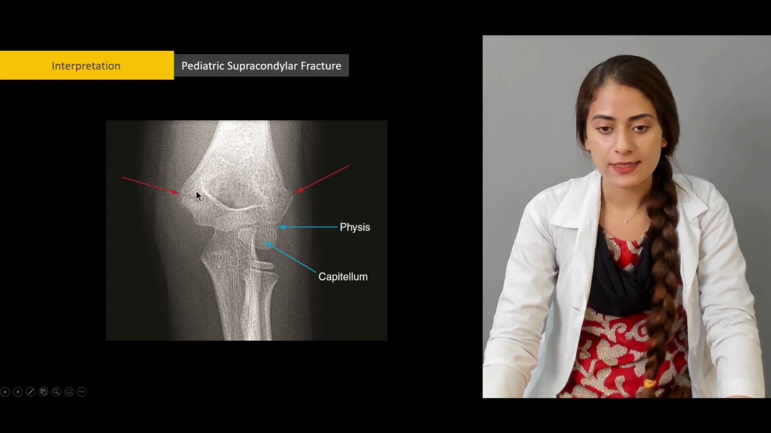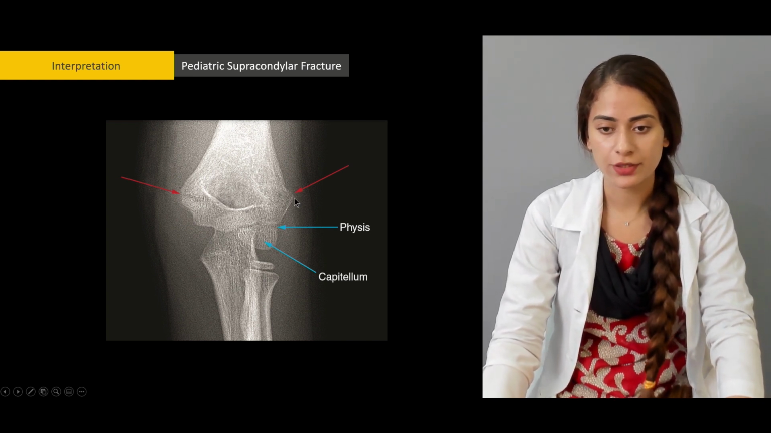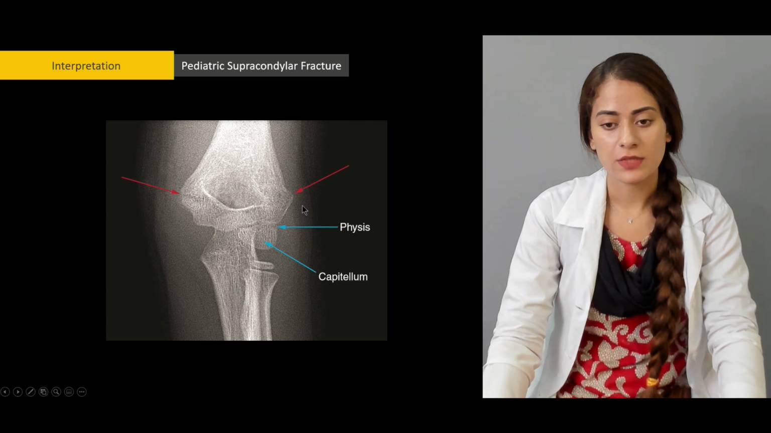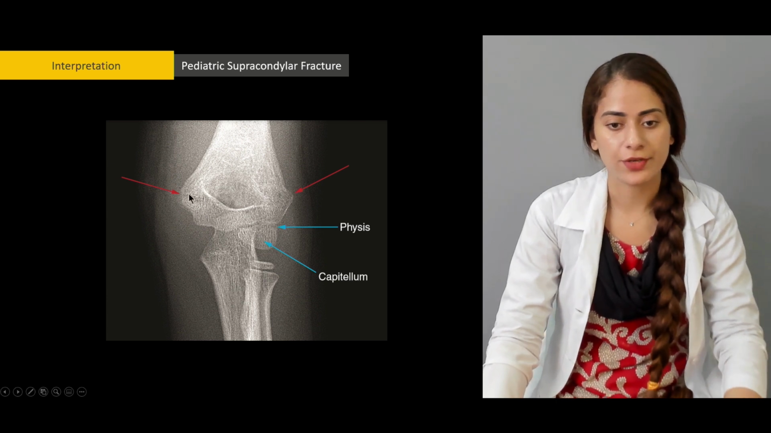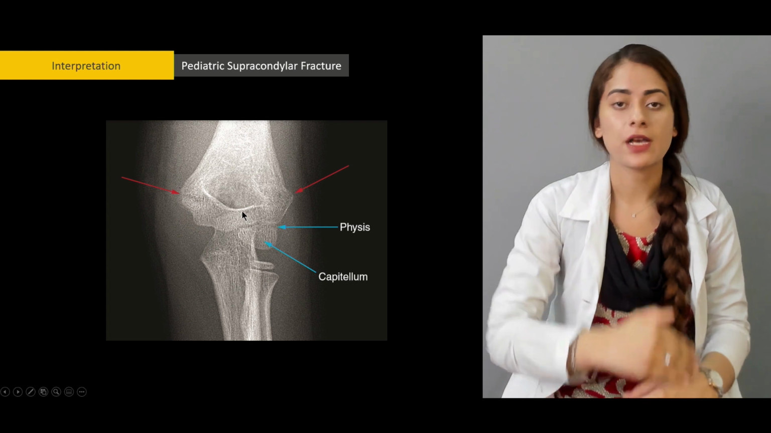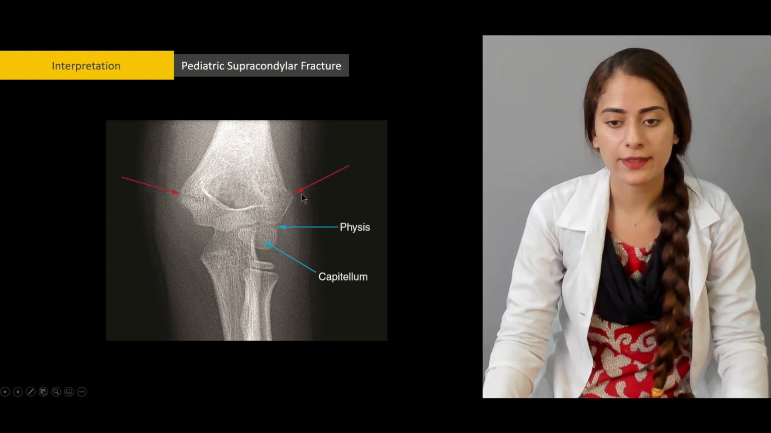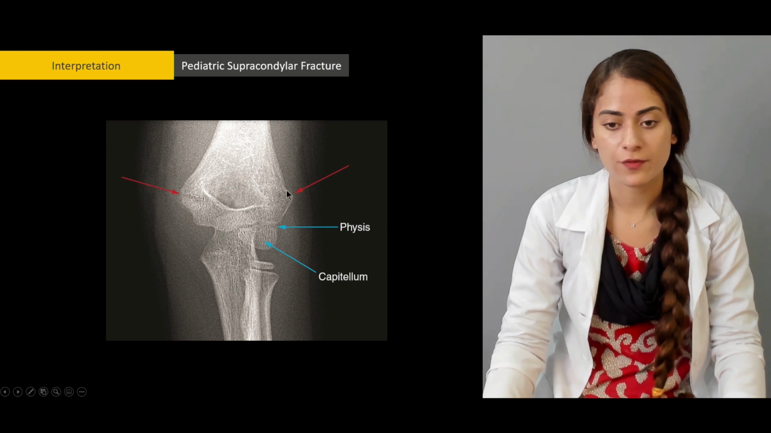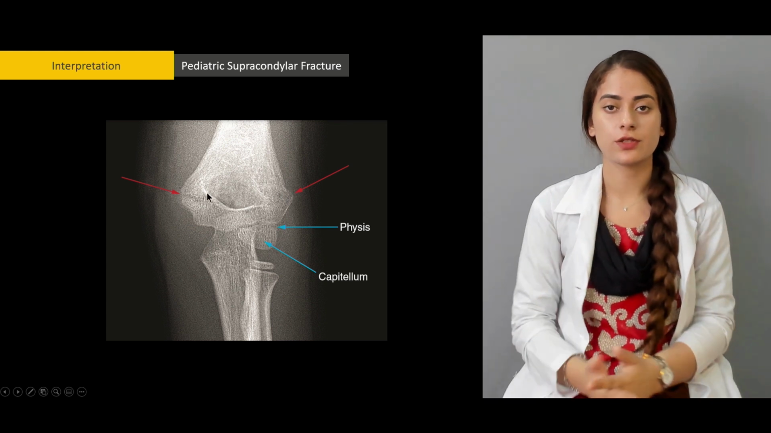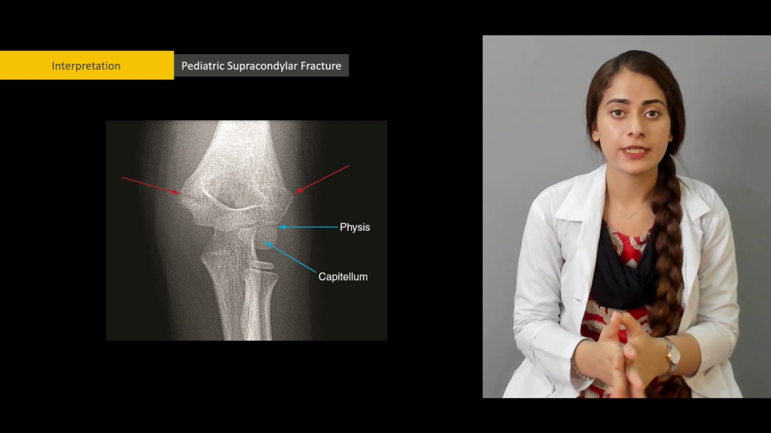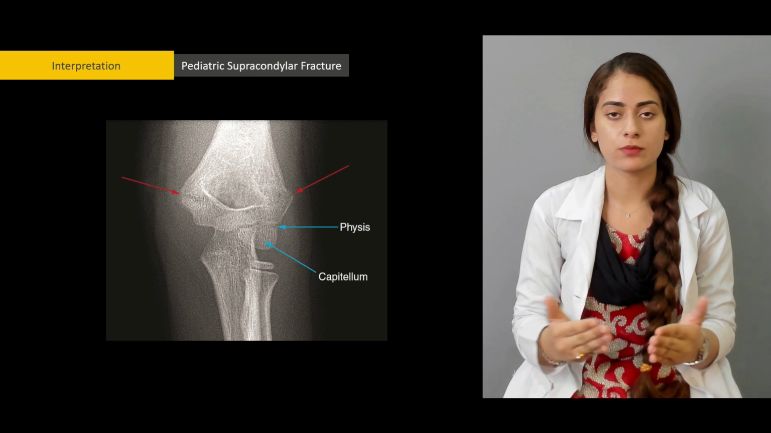So this is the fracture here and here. These are the medial and lateral epicondyles, right? Supracondylar means above the condyle. So this area is vulnerable, and there is this fracture here and here. This is known as supracondylar fracture. Supracondylar fractures are common in the pediatric population.